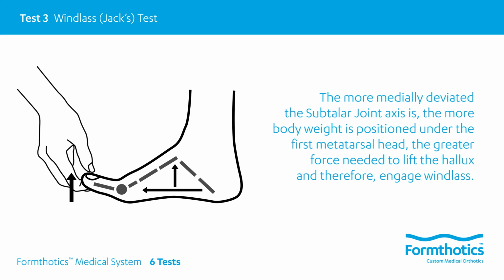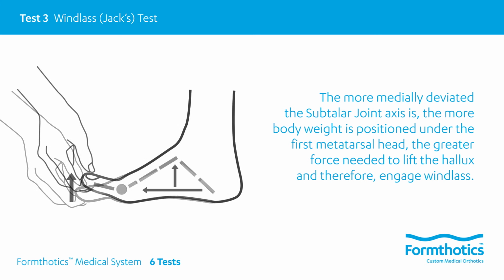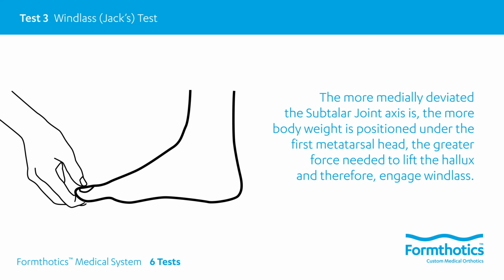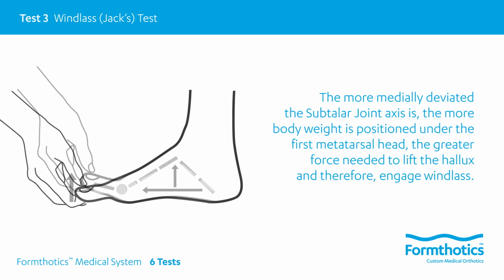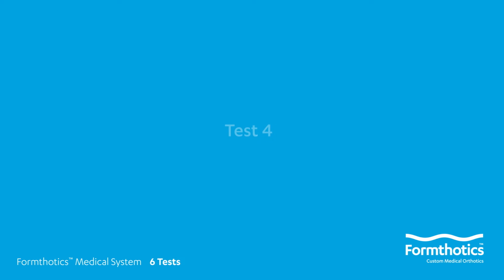The more medially deviated the subtalar joint axis is, the more body weight is positioned under the first metatarsal head, and the greater the force needed to lift the hallux and therefore engage windlass. Defining the amount of ineffective windlass impacting the patient's pain, injury, or pathology helps the clinician decipher what is going to be most important in their management plan for each individual.